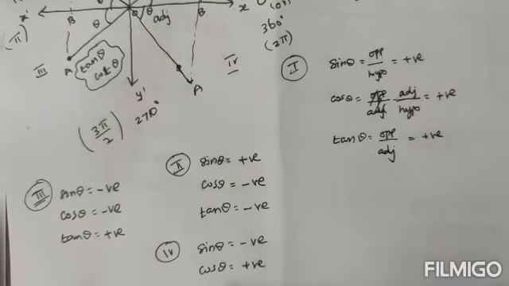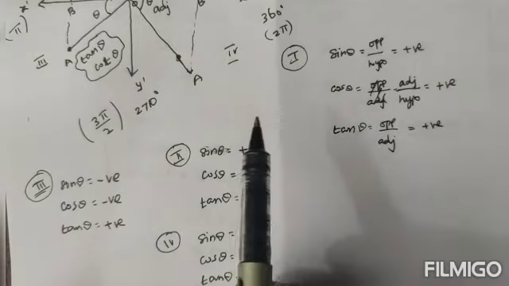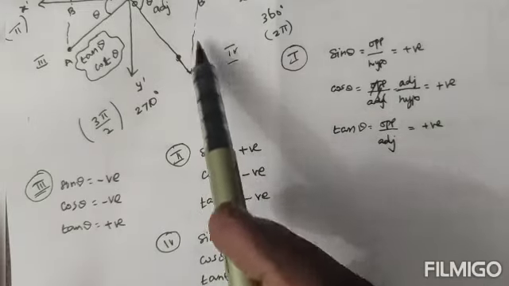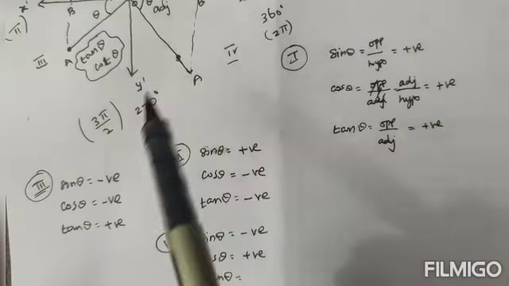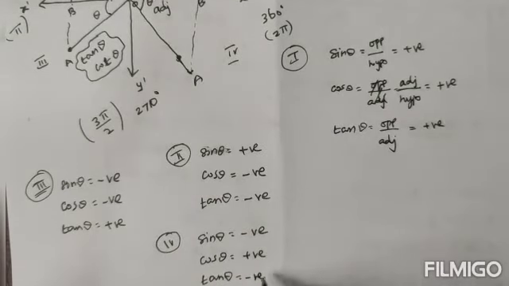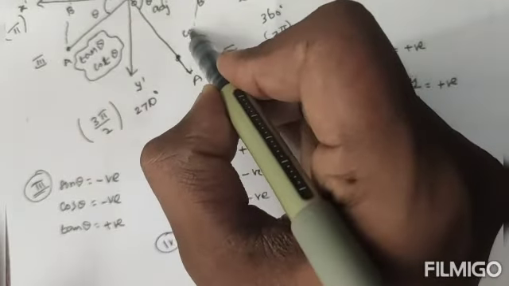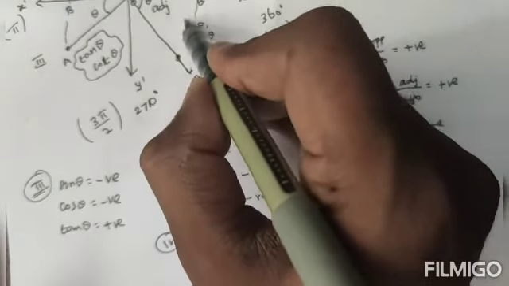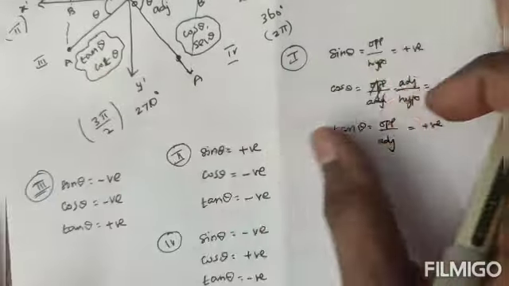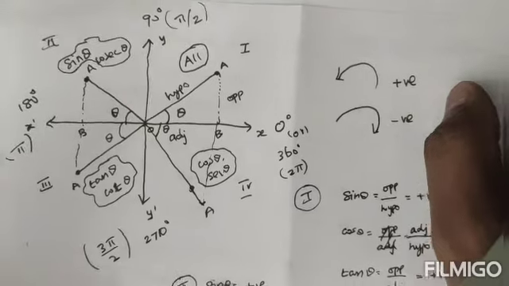Okay, and the last one, the tan theta. Tan theta formula, you know, tan theta is equal to opposite divided by adjacent. Opposite what? Opposite is negative y dash. Okay, then adjacent is positive x-axis. So one value is negative, so it should be negative. So here the positive component is cos theta and its reciprocal component secant theta. Okay, so now let's see that in the quadrant part.